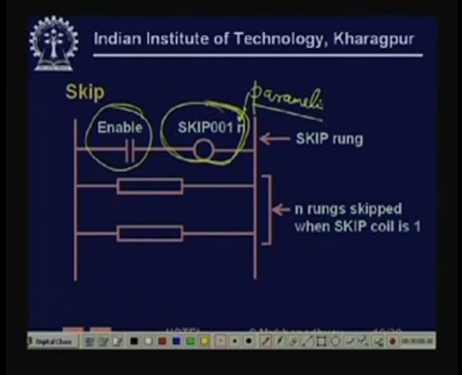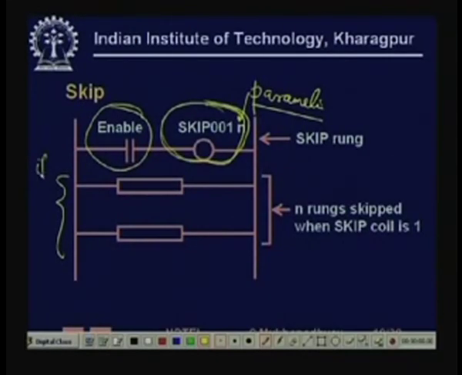So, it means that the next n rungs will not be evaluated when this is high. That is the meaning. It is like: if skip is not equal to 1, then this will be executed. If skip is equal to 1, as long as it stays 1, the next n rungs will not be evaluated and they will be maintained at the old value.